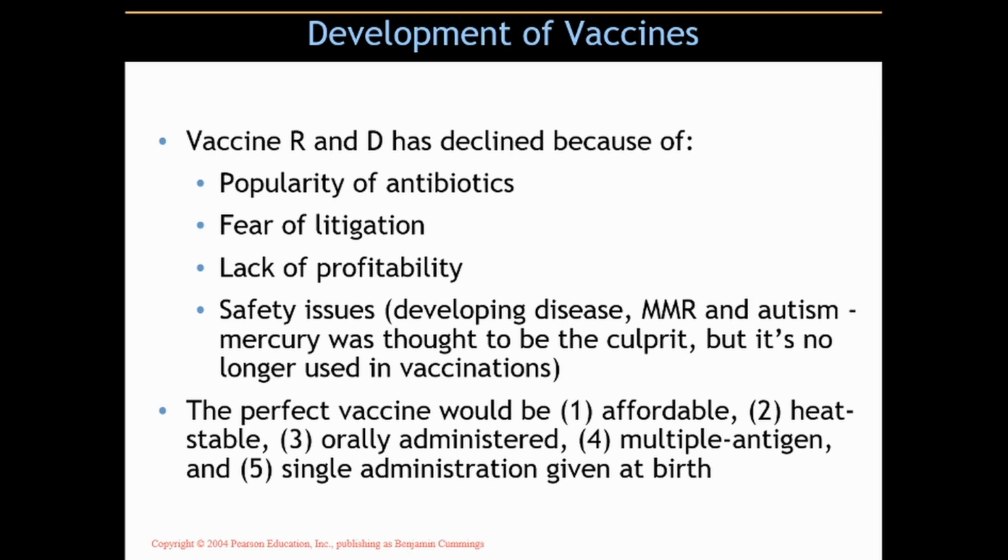Safety issues. Developing the disease itself, which it does in some cases. People develop the disease. You're getting a vaccination against the particular disease, but ironically, you then and unfortunately develop the disease. There was this link between measles, mumps, rubella vaccine, and autism. Mercury was thought to be the culprit. It was an adjuvant in MMR, but it's no longer used in vaccinations, so it can't be the culprit and hasn't been used for decades.